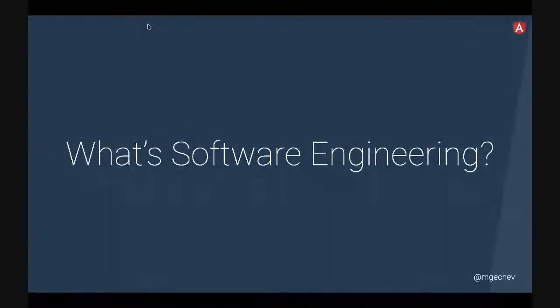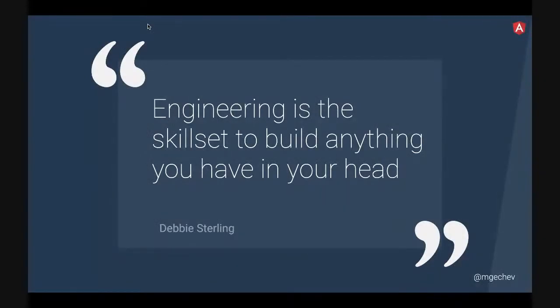All right, so what is software engineering? As you can guess, it is an engineering discipline. And we can first look at the definition of engineering. JB Sterling, she's a very successful entrepreneur here in Silicon Valley, and also a very successful engineer, defines engineering as a skill set to build anything that you have in your head. That's pretty fascinating, right? You can build anything that you have in your head if you have these foundations or fundamentals of engineering.